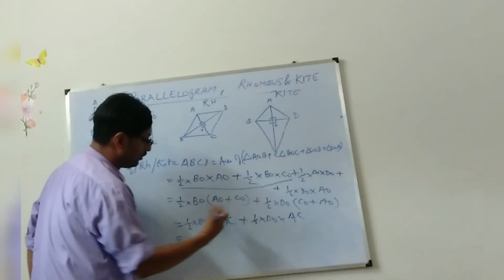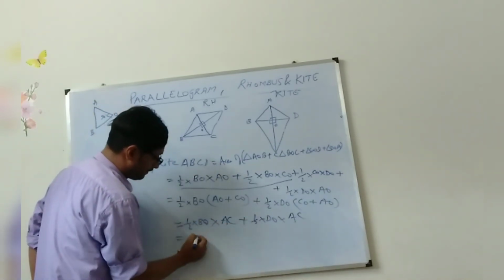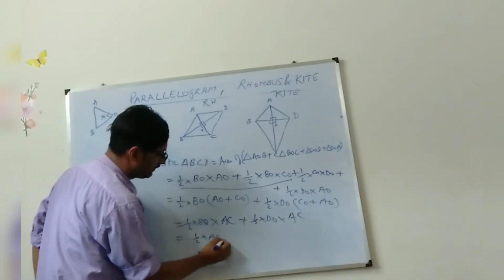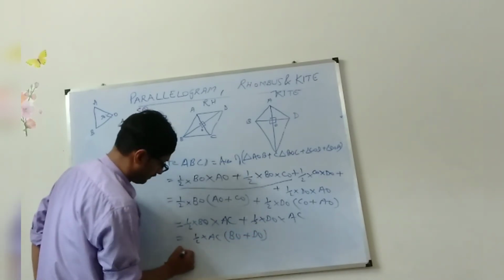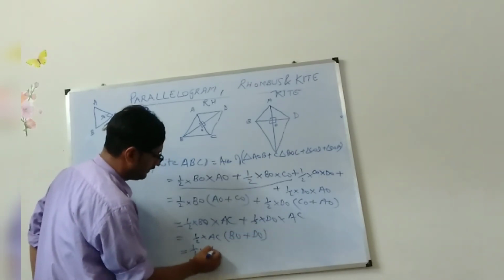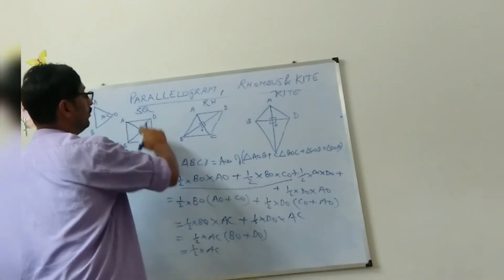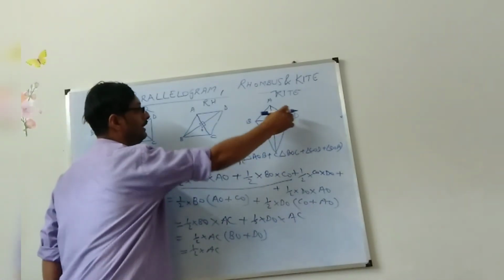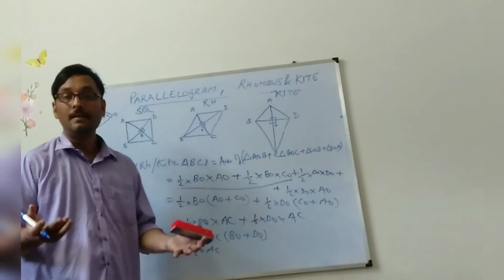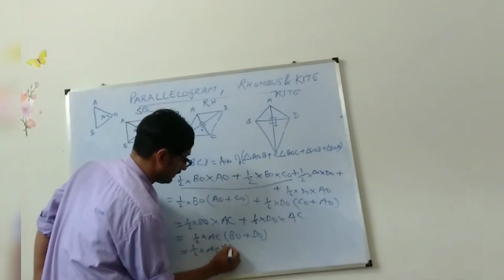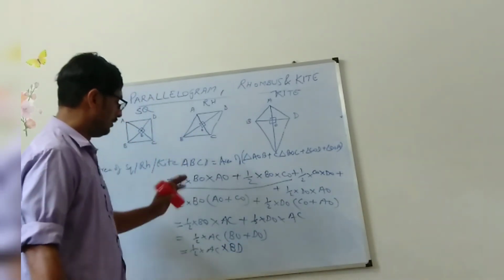Now in these two, what is common? Half and AC. So what is remaining? BO plus DO. Half into AC, BO and DO. If you are joining them, then what are you getting? You are getting BD.